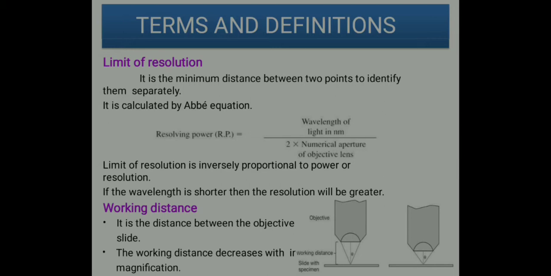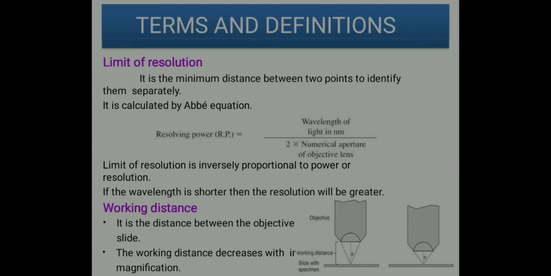Next we have limit of resolution. It is the minimum distance between 2 points to identify them separately. It is calculated by the Abbe equation. Resolving power Rp is equal to the wavelength of light in nanometers divided by 2 times the numerical aperture of the objective lens. Limit of resolution is inversely proportional to the power of resolution. So that means if the wavelength is shorter, then the resolution will be greater.